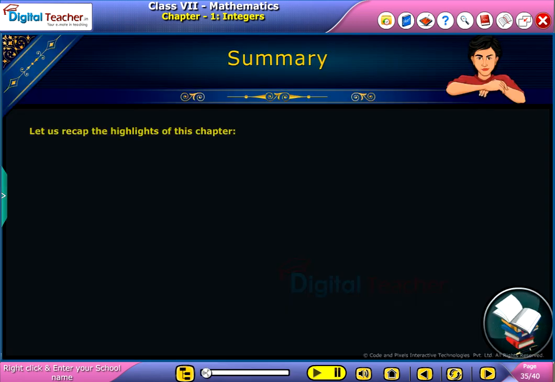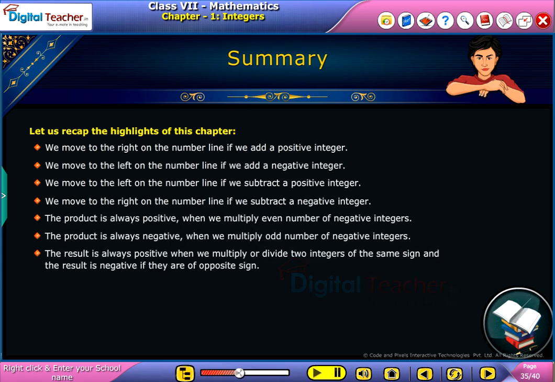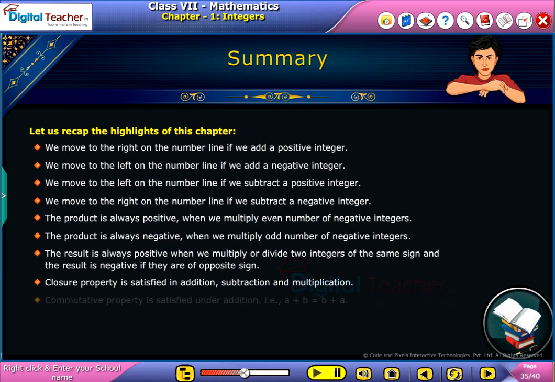Summary. Let us recap the highlights of this chapter. We move to the right on the number line if we add a positive integer. We move to the left on the number line if we add a negative integer. Closure property is satisfied in addition, subtraction and multiplication. Commutative property is satisfied under addition. That is, a plus b is equal to b plus a.